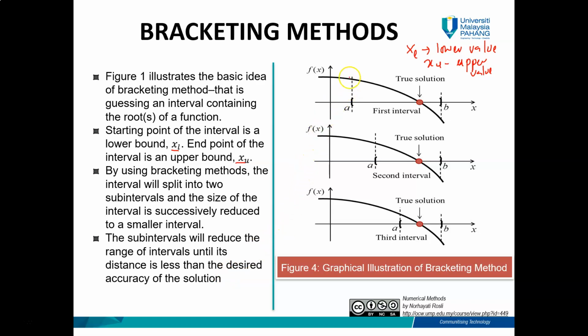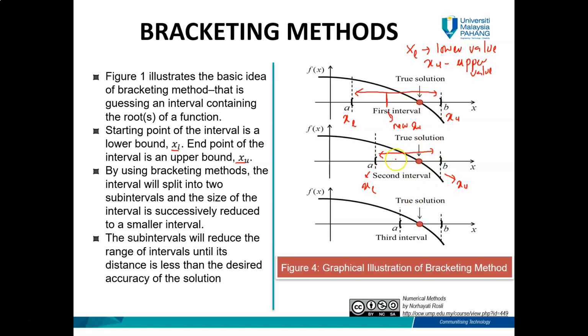This means that here, for the first iteration, for example, we will start with the interval A and B, where A is XL and B is XU. By using bracketing method, this interval will be divided into half. When this one is divided into half, we will have a smaller interval. Let's say now this one becomes our new XL. So for the second iteration, we will have this one as XL and this one as XU. For the first iteration, this is the size of the interval, but for the second iteration, the interval becomes smaller compared to the first one.